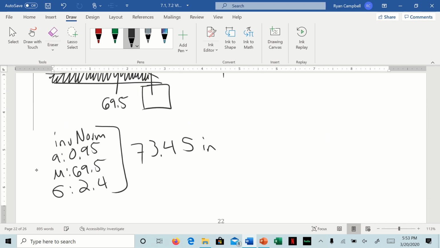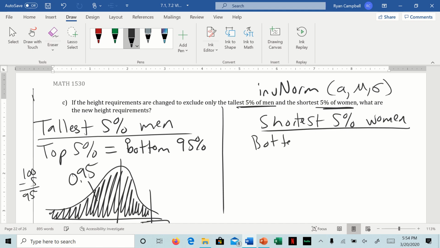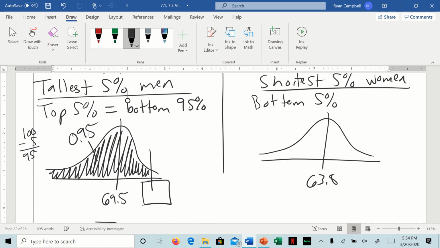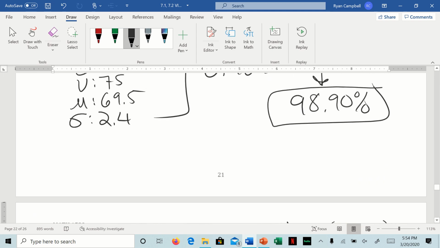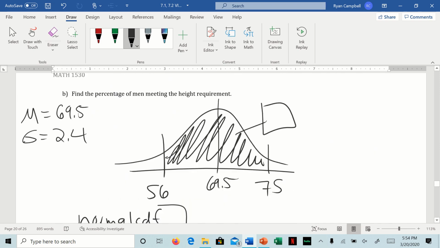Okay, so if you were paying attention, you might have already known that without having to do all this extra stuff. And then lastly, the shortest 5% of women. So is that going to be a top percentage or a bottom percentage? Hopefully you saw that's the bottom 5%, right? Shortest. So we don't have to do anything extra. So for women, remember it is 63.8. Again, don't want to mess that up. So we said the women was 63.8, 2.6 is the standard deviation.